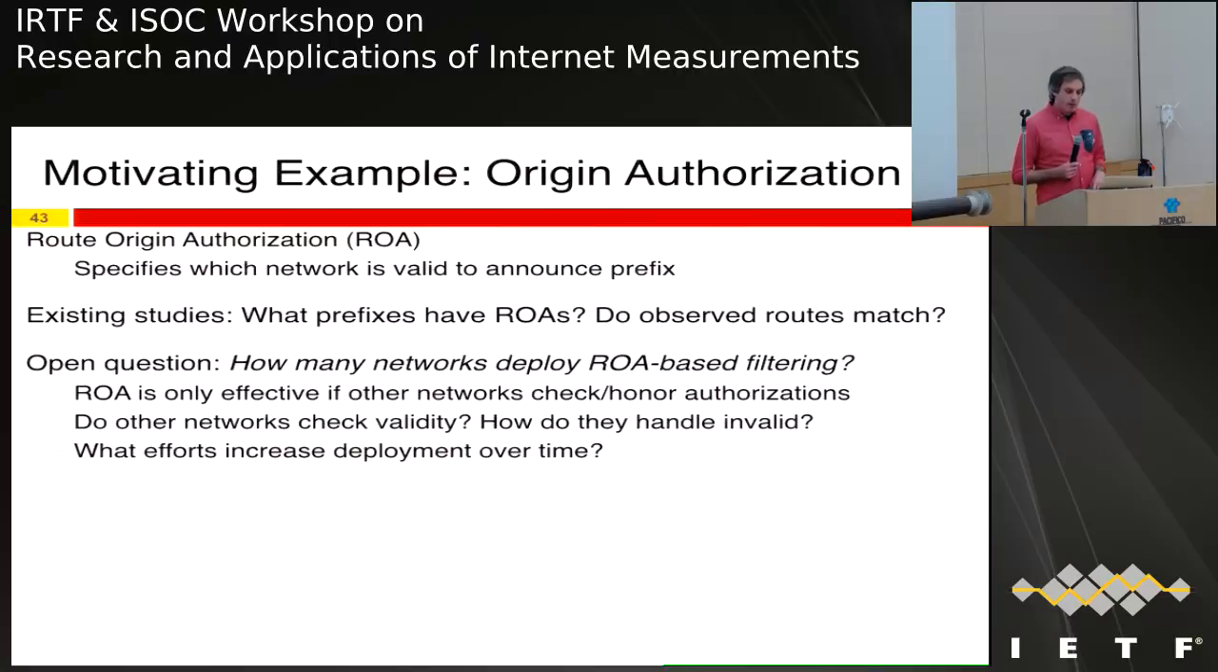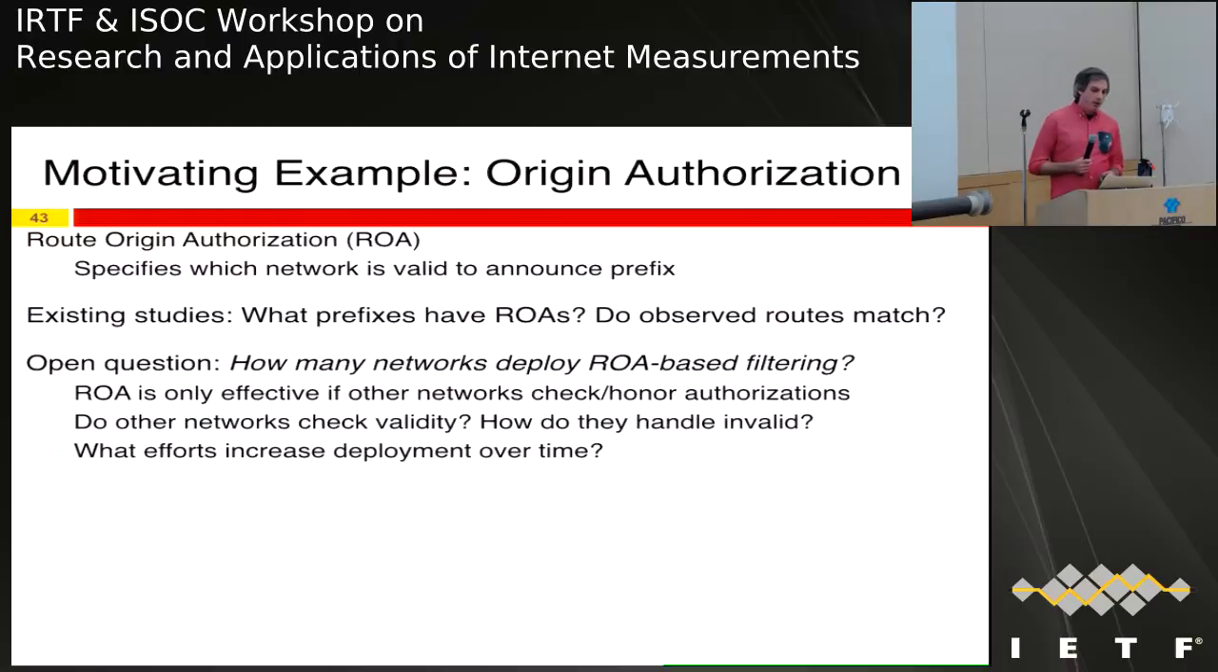But this sort of BGP security is only effective if other ASs honor your authorizations. And so we'd really like to know what policies are ASs using in the wild. Are they even checking the ROAs? If they do, what do they do when they see an invalid one?